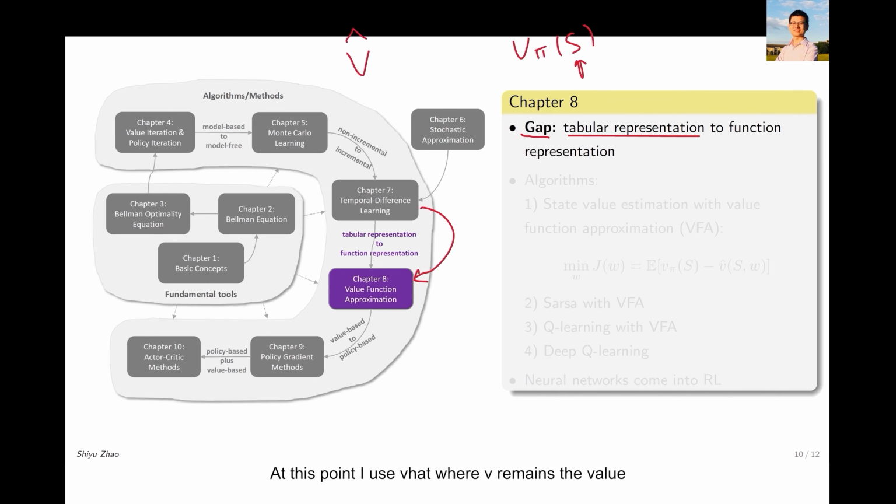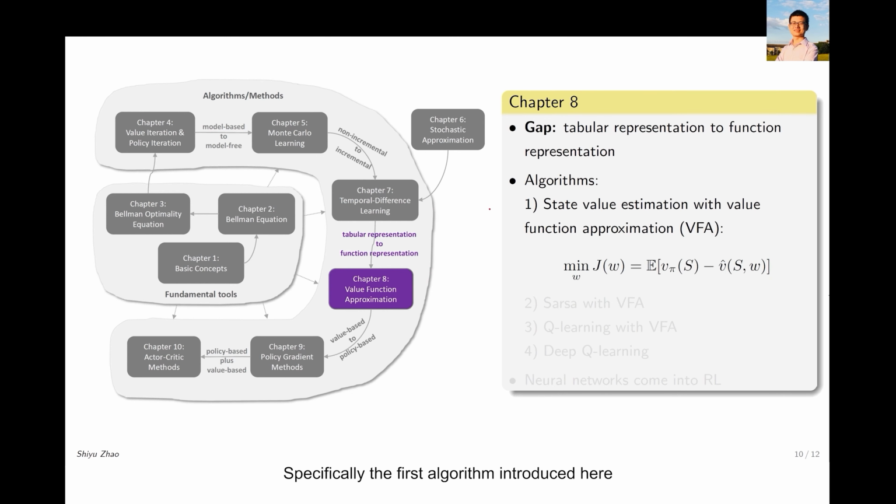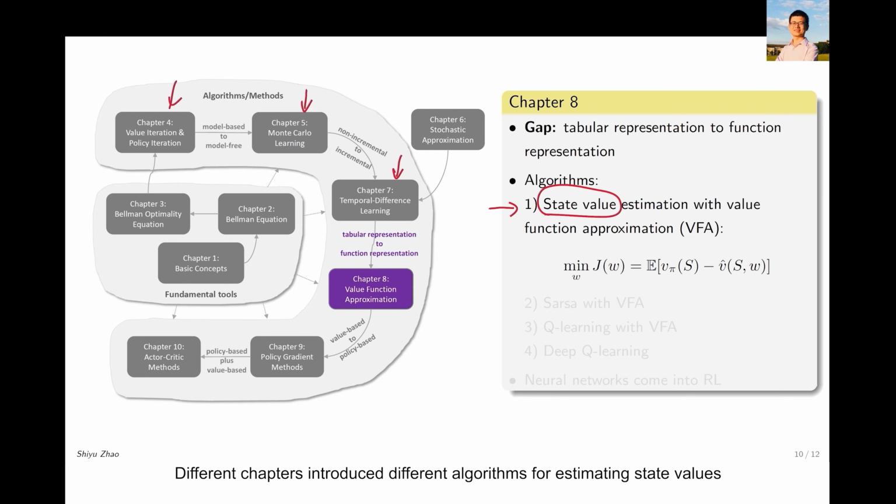At this point, I use v hat, where v remains the value, and the hat symbolizes approximation. Then v hat of s, w, where w is the parameter corresponding to this function. We hope this function can approximate the true v pi s as closely as possible. Specifically, the first algorithm introduced here employs the value function approximation for state value estimation. This was actually mentioned just now. Different chapters introduce different algorithms for estimating state values. How is this done here?